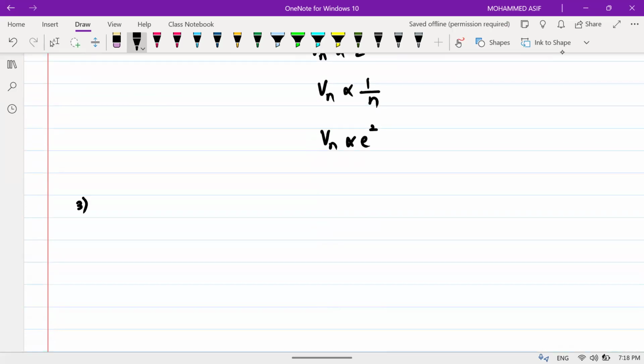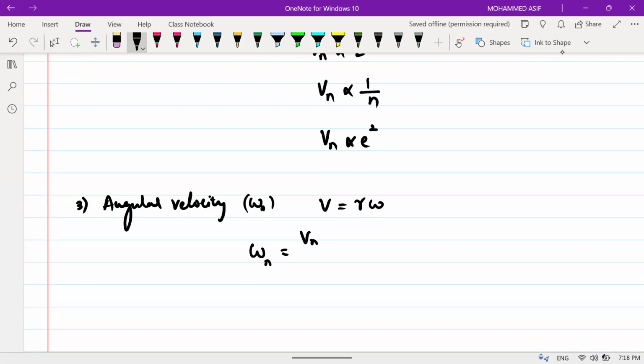And third one is about your angular velocity. As it is moving in a circular path, it will have angular velocity. Angular velocity is represented by the formula omega n. You know the formula from circular motion? V is equal to R into omega. So omega n will be equal to velocity of nth orbit divided by radius of your nth orbit. If I divide both of them, I'll get that angular velocity of your nth orbit is directly proportional to your Z square and inversely proportional to your n cube. Unit will be radian per second.